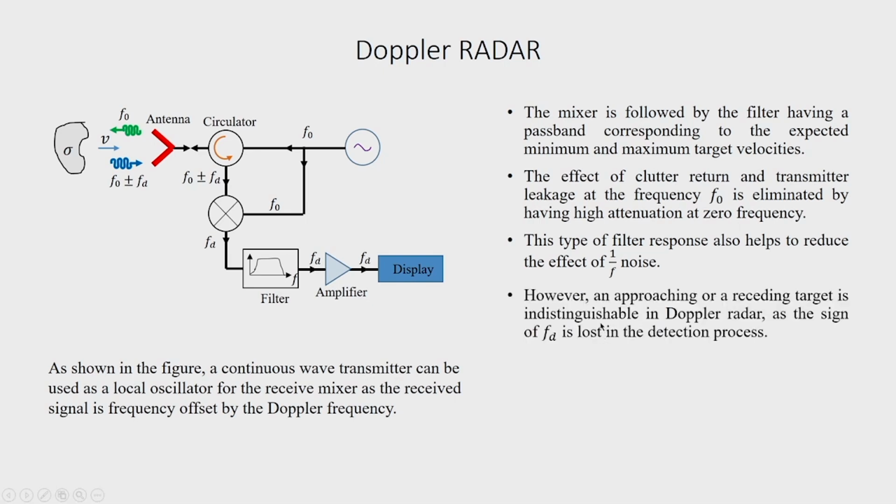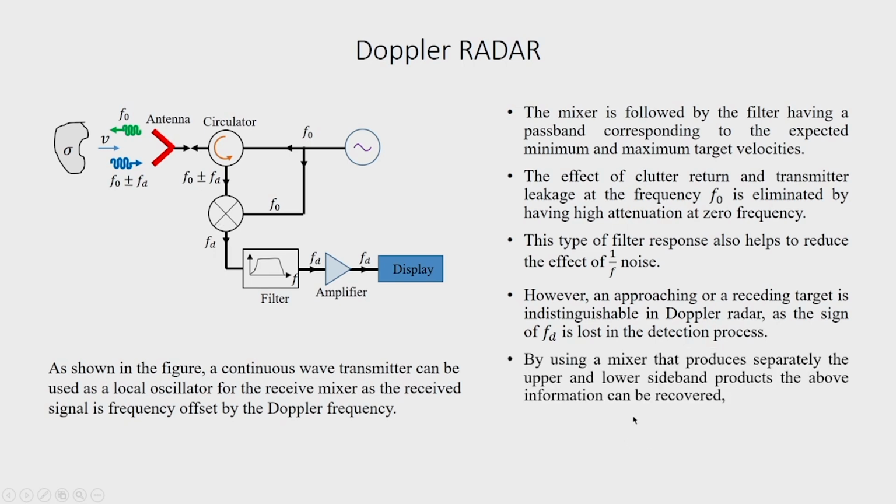but the approaching or receding target is indistinguishable in Doppler radar, as the sign of f d is lost in the detection process. So, here we can see that we have written f naught plus minus f d, but thereafter after the mixing operation it is only f d. By using a mixer that produces separately the upper and lower side band products, the above information can be recovered.